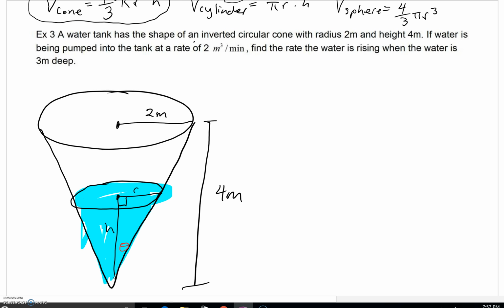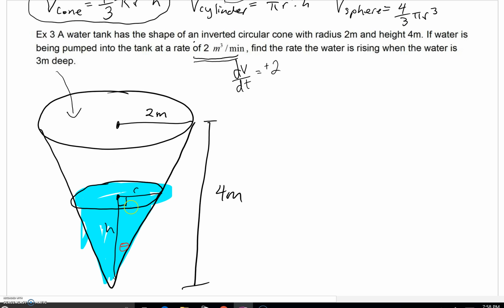A water tank has the shape of an inverted circular cone. The radius is 2 and the height is 4, and both of those units are in meters. Water is being pumped into the tank at a rate of 2 cubic meters per minute. With water coming in, the amount of water is increasing, and that's volume. So this rate of change is positive, and it's in regard to volume. dV/dt would be a positive 2 cubic meters per minute.